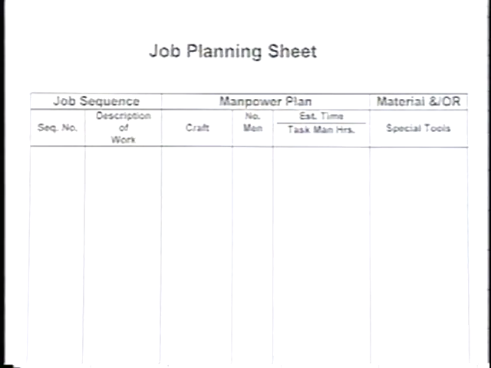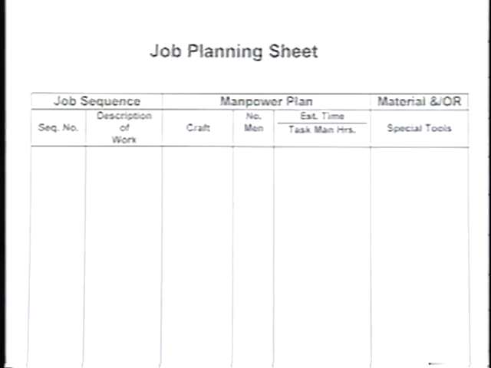Reading across in the top heading, we have the job sequence, we have the manpower requirements, and then we have the material or the special tools and equipment that are required. So you could see immediately when we're going to plan a job, we have to make certain that we're addressing the spare parts, any tools, equipment, or documentation.